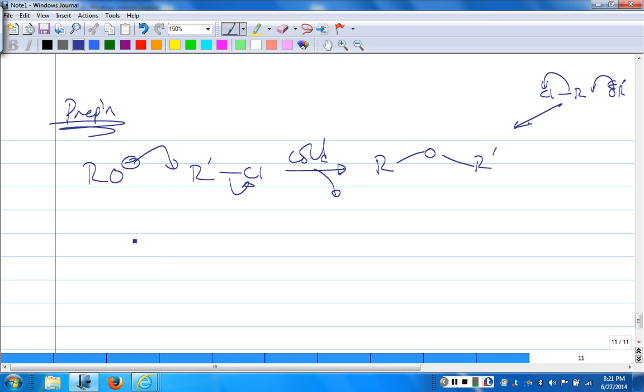The classic example is, suppose I wanted to make this compound, a methyl t-butyl ether. Well, option 1 is I could make it from t-butoxide and methyl chloride. Option 2 is I could use methoxide and t-butyl chloride. But of the 2, this is the one I will use.